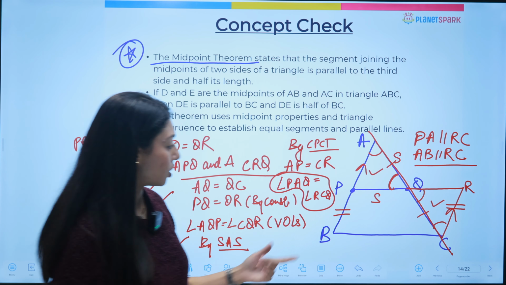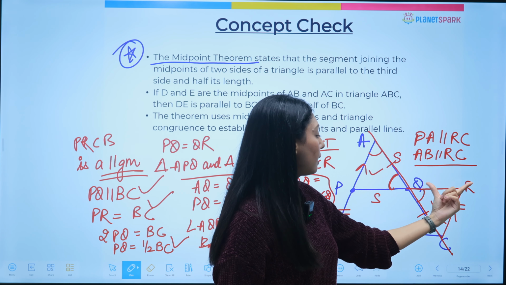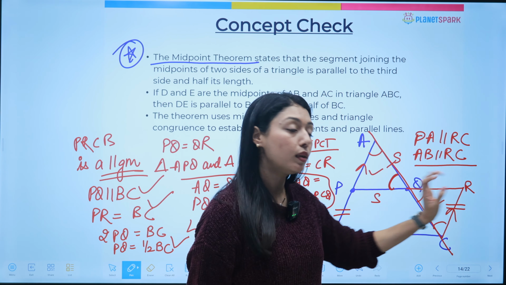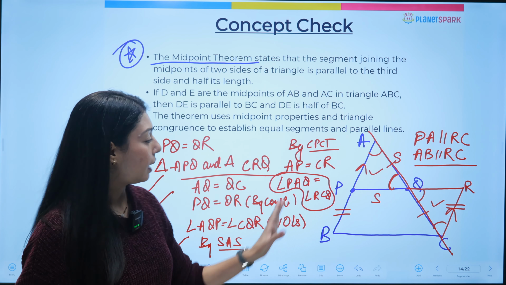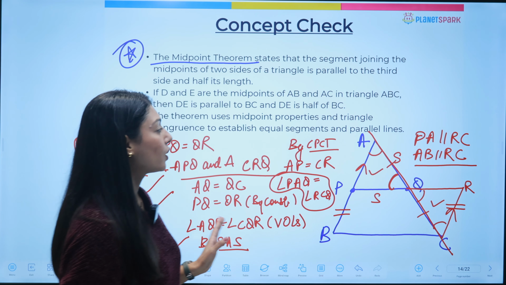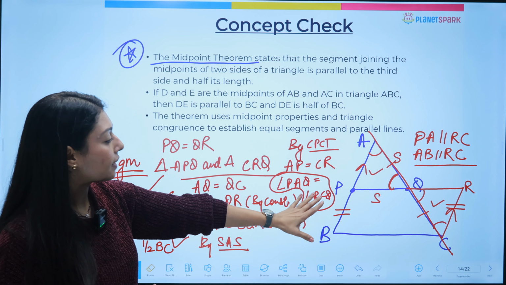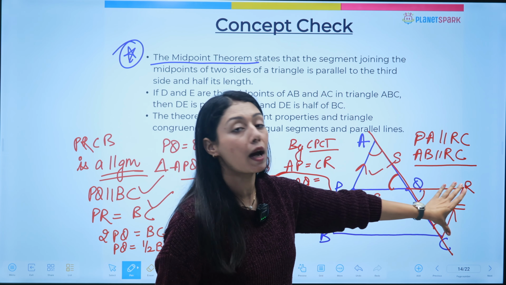Just remember the construction. We extend PQ in such a way that PQ and QR are equal. Then just join R and C. Take these two triangles, prove them congruent, and we have our results there. Sometimes a question also comes in the exam where you have to prove this to be a parallelogram.